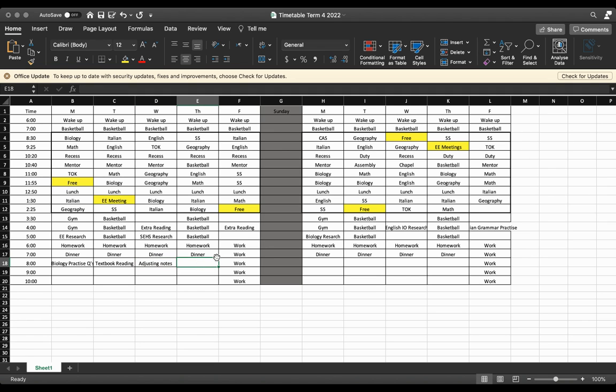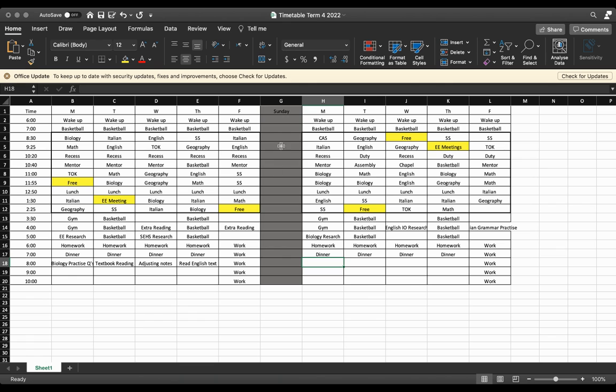On Thursdays, after basketball and dinner, I read my English text, because I'm usually quite tired at that time of day, so I just like a little bit of passive study. So I read the English text I'm doing at the moment, and then you can keep going through for all the other subjects that you have.